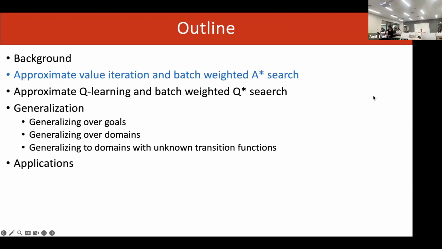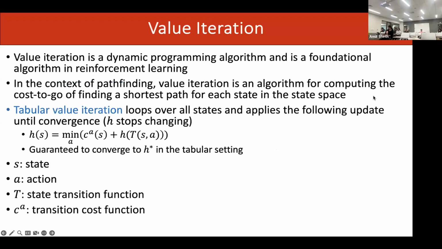Okay, so let's talk about the first approach we have for solving these kinds of problems. This is going to be a combination of reinforcement learning and heuristic search. Value iteration is a core algorithm in reinforcement learning. What value iteration is doing is computing the cost of the shortest path for every state in your space.